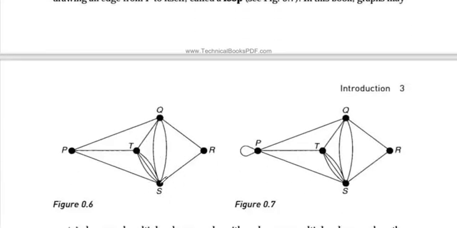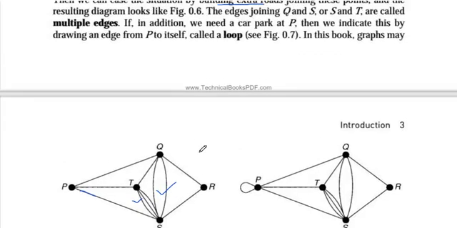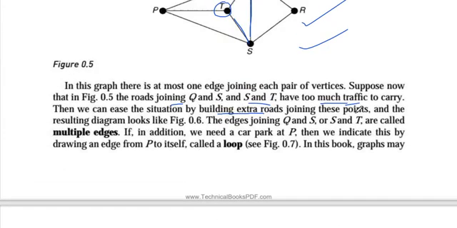We have made 2 roads or 3 roads for the same points. This is called a multiple edge. Here there is only one edge, but here they have 3 edges, and between Q and S we have 2 edges. So this is called multiple edges. The edges joining Q and S or S and T are called multiple edges.